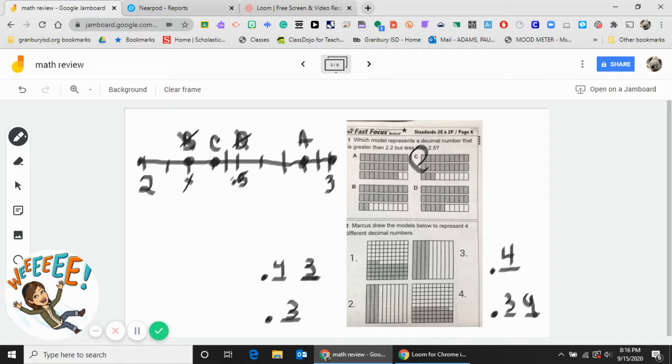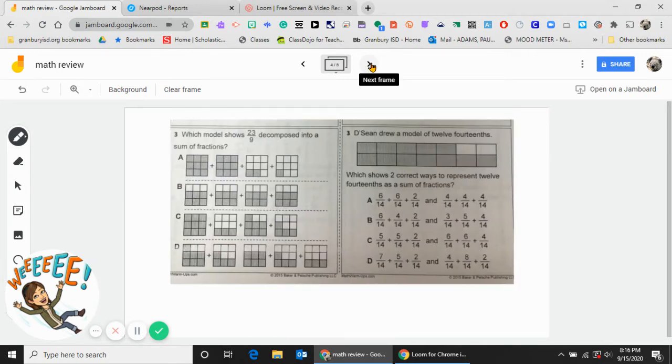Okay, hopefully you got that one correctly. Let's move on. This one says, which model shows 23/9 decomposed into a sum of fractions? That's pretty much how I feel about this question. I'm so confused. Does anybody notice what I see?